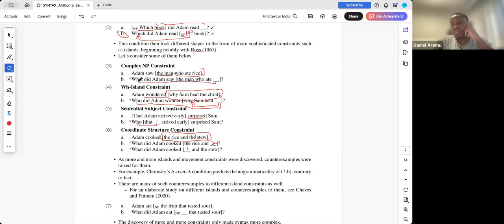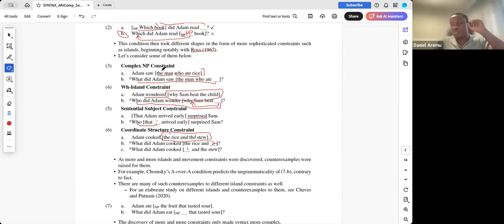So for example, in English, if you say Adam saw the man who ate rice. Now in English, you can say, as for the rice, Adam saw the man who ate it. That's fine. And that is fine because you didn't move anything out of any island. Adam saw the man who ate rice should be an island, as in 3a. But now you can say as for the rice, whereby as for the rice is in the sentence initial position. As for the rice, Adam saw the man who ate it. That is grammatical. And the reason for that is because nothing moved.